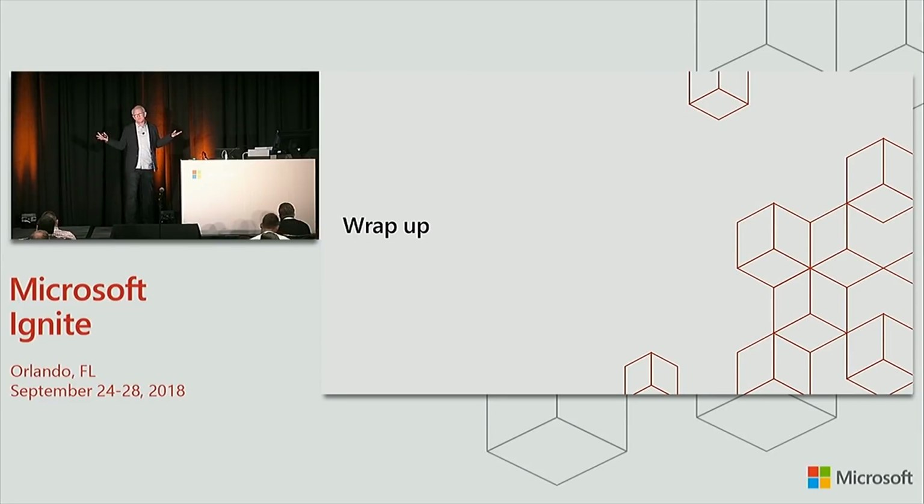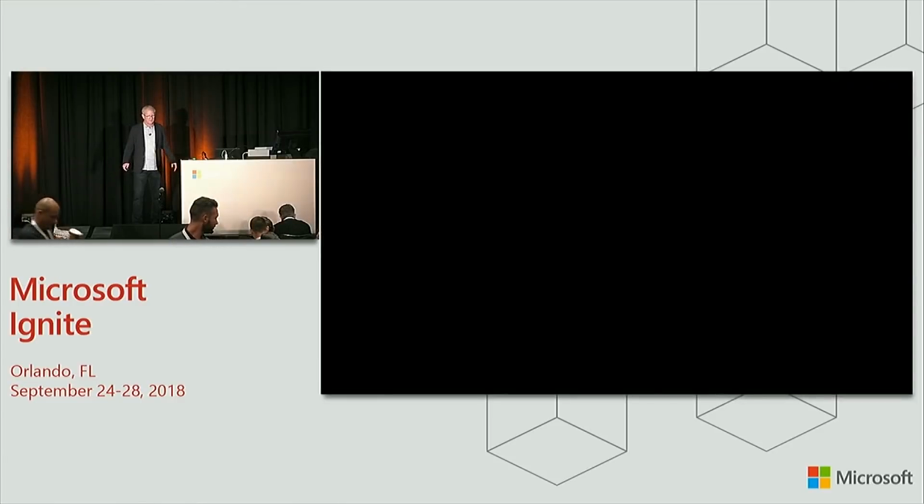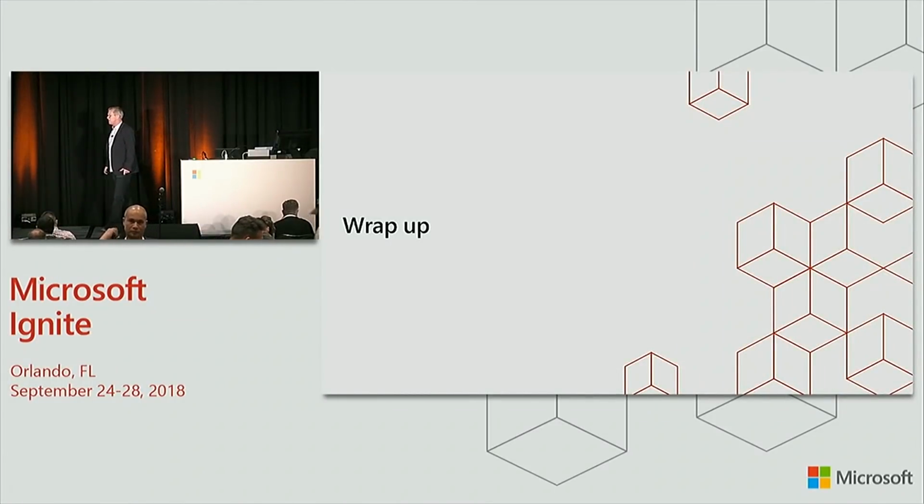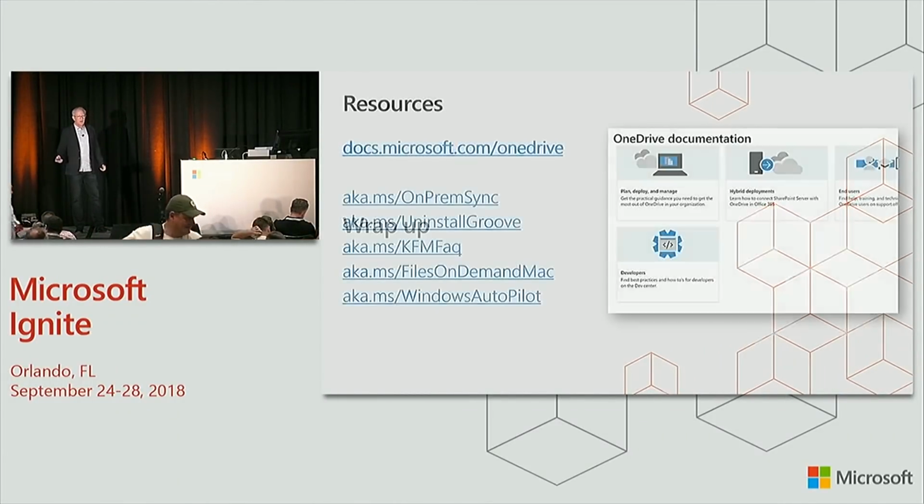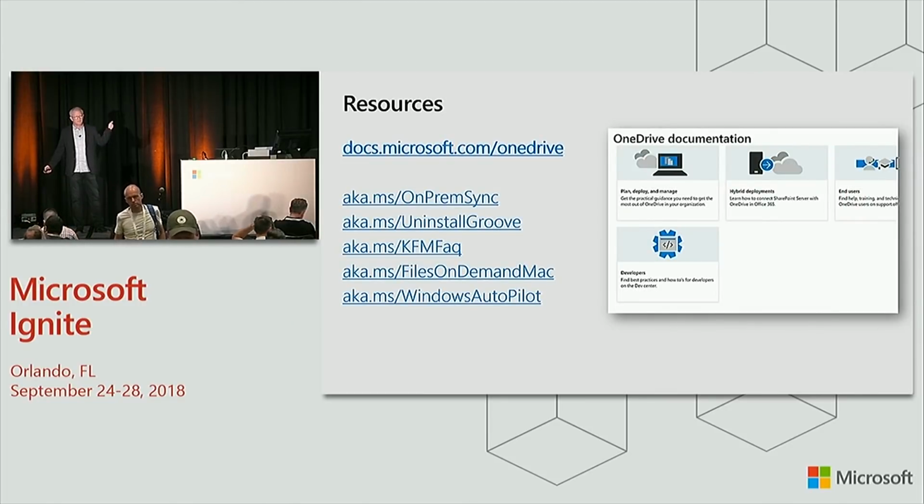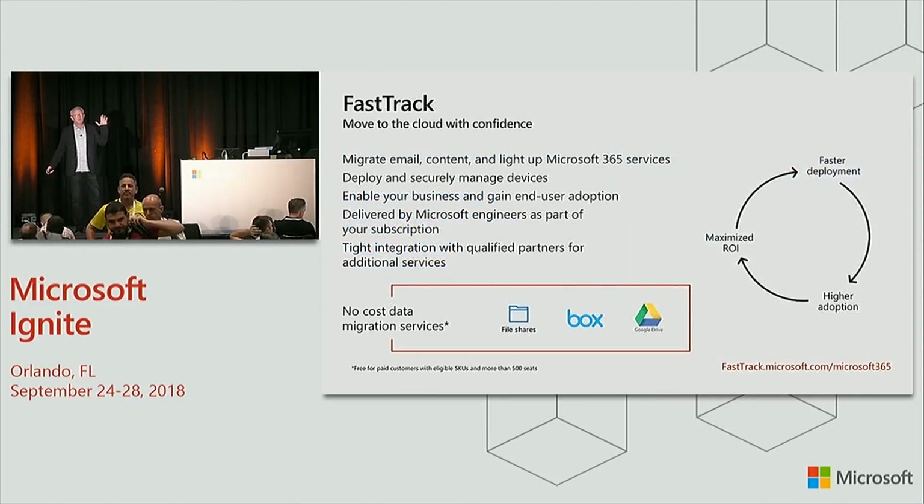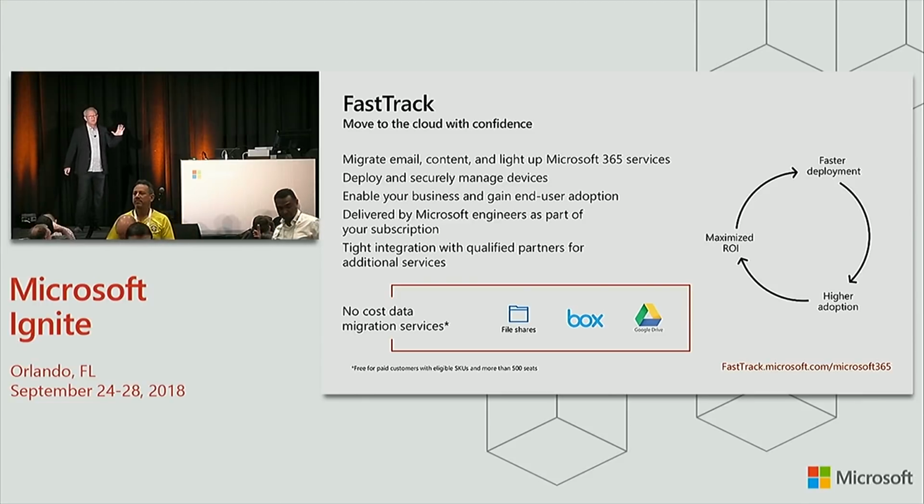So that's our stuff for today. We covered a lot of things: known folders, Mac Files on Demand, team-site auto mount, cross-tenant sync. We covered a lot of stuff, and we really appreciate you guys supporting us and being here. There's a bunch of resources in the deck for documentation and so forth. Use Fast Track if you can. It's a great resource for getting your stuff migrated.